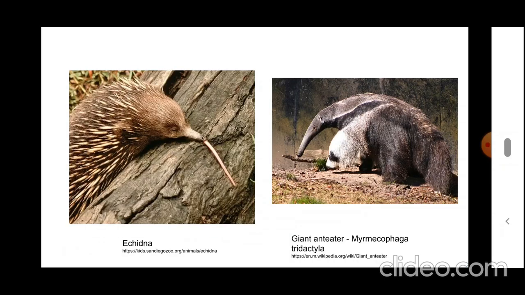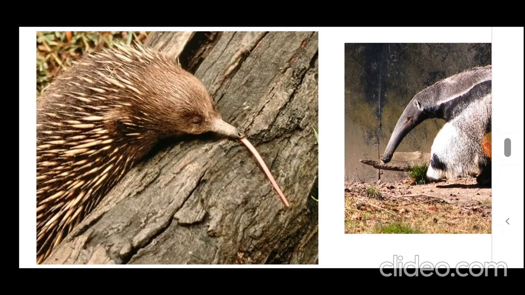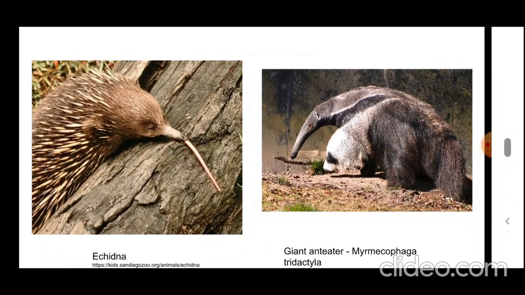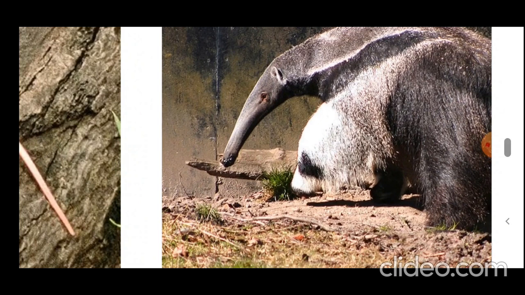This image shows echidna, which again has a beak-like structure. There are no teeth inside the mouth. Here this is a giant anteater, Myrmecophaga tridactyla. Here also teeth are not present inside the mouth.